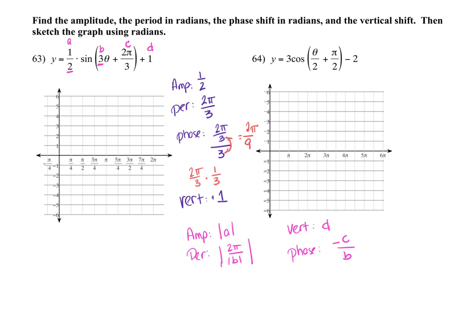Vertical shift tells you where your midline is. Your dotted line should go up positive 1. Your amplitude goes up and down from there. So from 1, I'm going to go up 1/2. That's my high point. From 1, I'm going to go down 1/2. That's my low point.